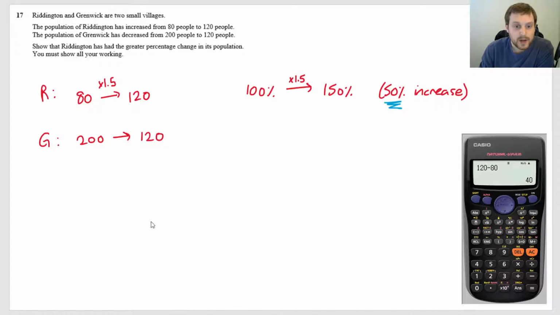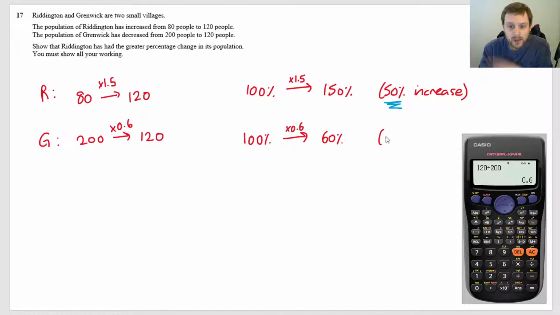So let's try this one. This time, what's the multiplier to go from 200 to 120? Well, I do the target divided by the start. So this is 0.6. So this has obviously gotten smaller. So I'm timesing by something that's less than 1. Because if I times by 1, it stays the same. And if I times by something less than 1, it's going to get smaller. So what effect does that have to 100%? Well, it turns it into 60%.